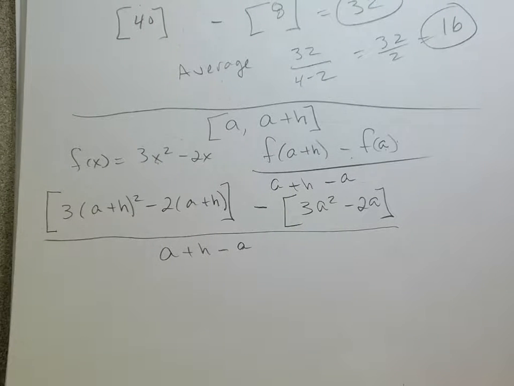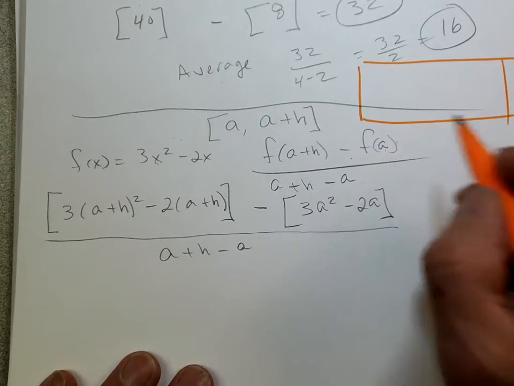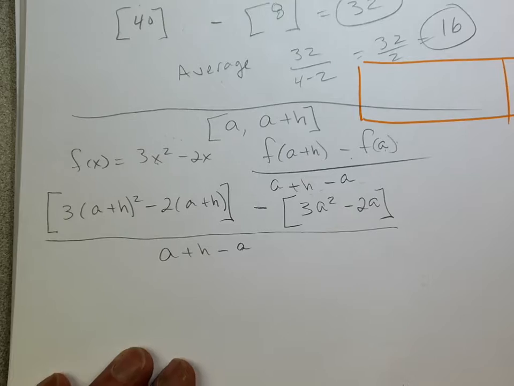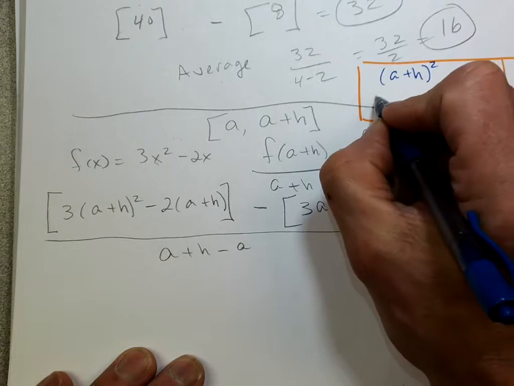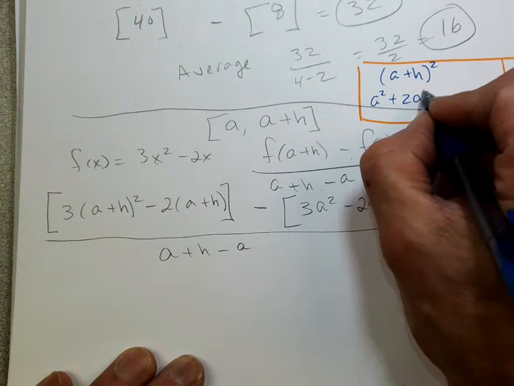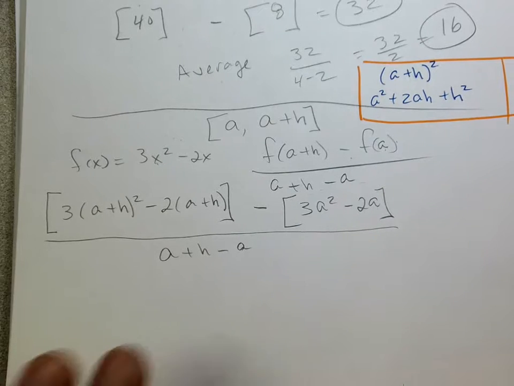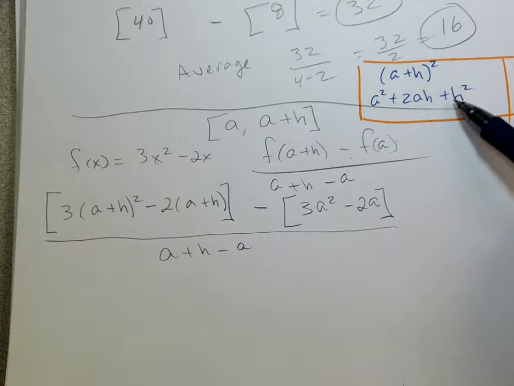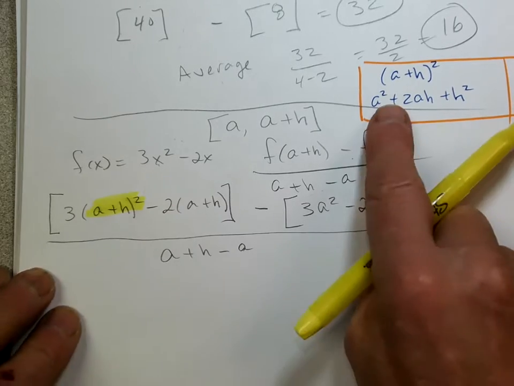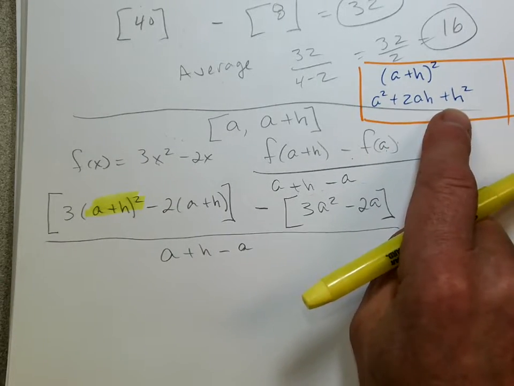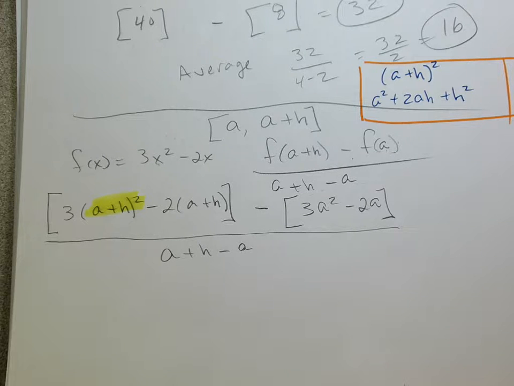Now I think what would help you on your note card or somewhere, try and put that a plus h squared is equal to a squared plus 2ah plus h squared. Okay, we've done that multiplication several times. But if you can have that written on your note card, then you don't have to worry about doing the FOIL. You can just write that down, because that's what we're going to write in this spot right here, okay? We're going to rewrite this as a squared plus 2ah plus h squared, okay? So if that's on your note card, then you don't have to worry about multiplying this times this times that, so on and so forth, okay?